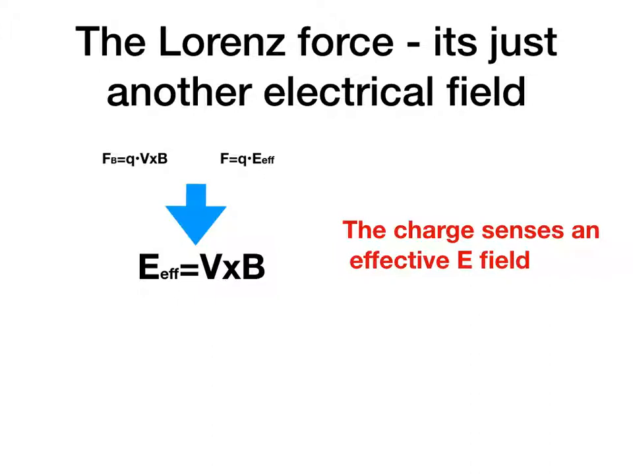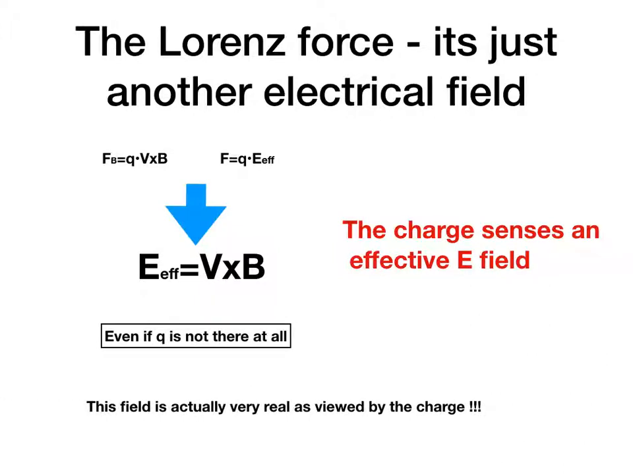The Lorentz force can be thought of as another electrical field. When the charge is moving inside a region with a magnetic field, it senses an additional electrical field. Instead of viewing the Lorentz force as just a force, you can view it as an effective electrical field whose magnitude is the vector product of the velocity and the magnetic field. So the charge doesn't know if it's subject to an electrical field with an effective value E effective, or it's moving in a magnetic field.